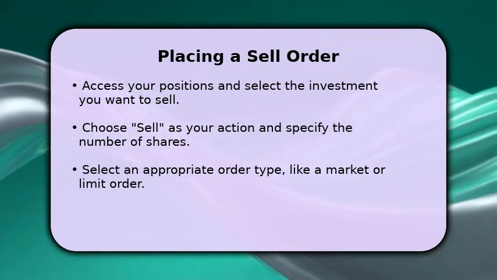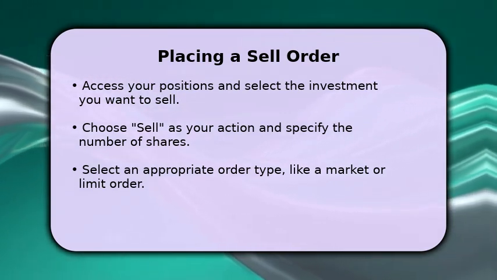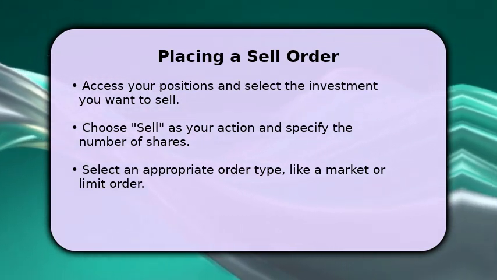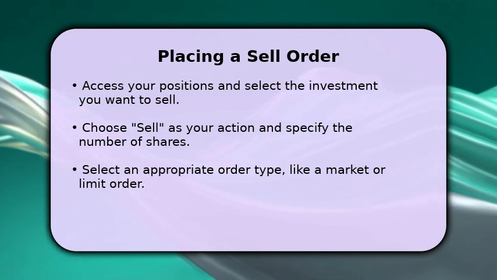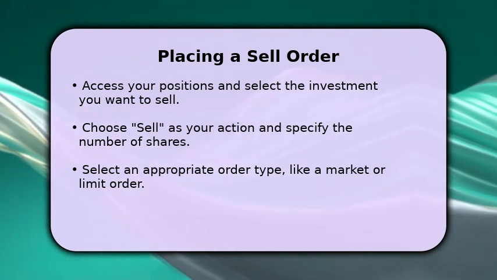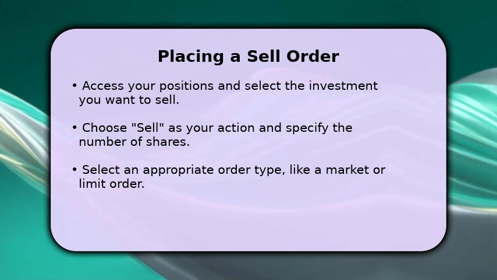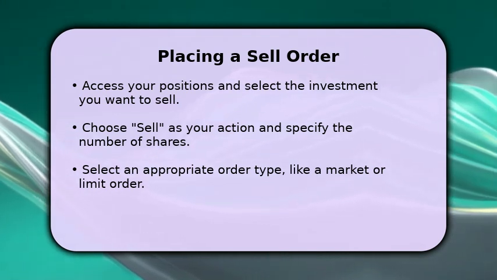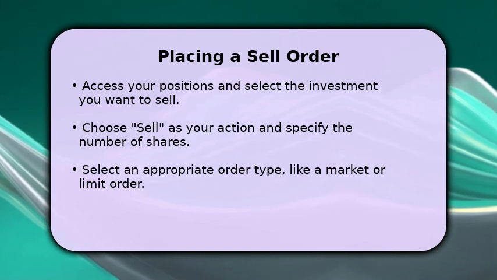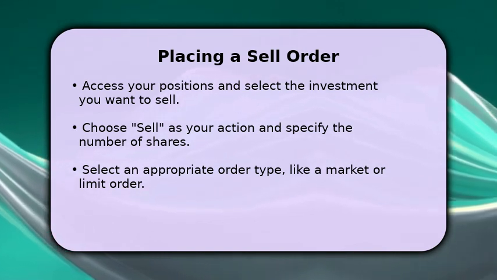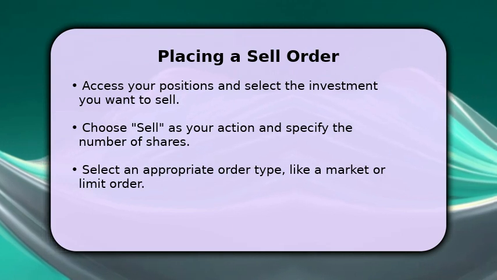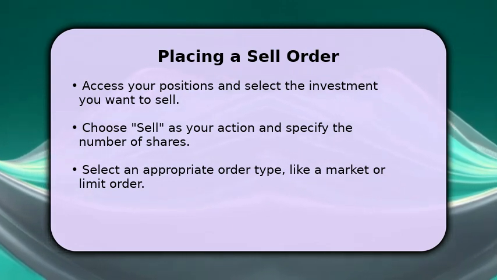From your account positions, select the stock or ETF you wish to sell. Choose Sell as your action and enter the quantity of shares. Similar to buying, you'll select an order type, such as a market order for quick execution or a limit order to control the selling price. Always review all the order details on the confirmation screen before placing your trade to ensure accuracy.